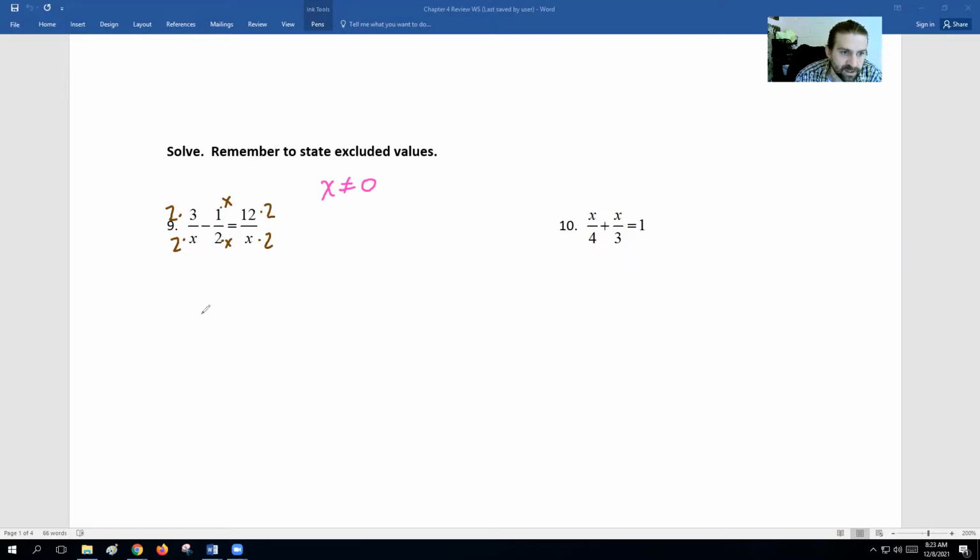All right, so we don't really care about the denominators. We're going to look at the numerators. We have 2 times 3, which is 6, minus 1 times x is x, and then equals 12 times 2 is 24.